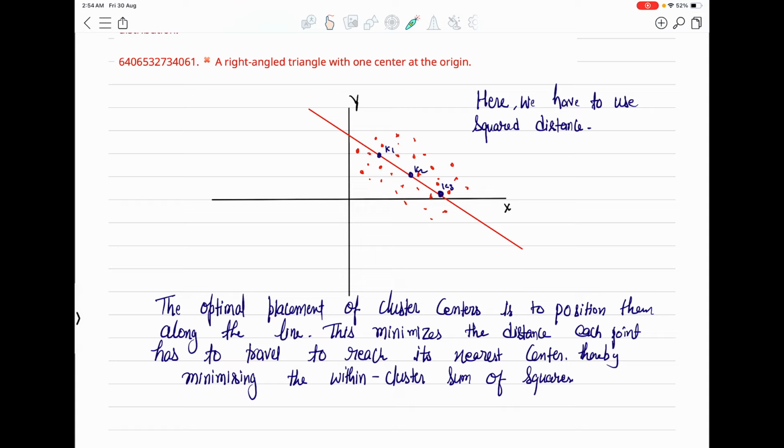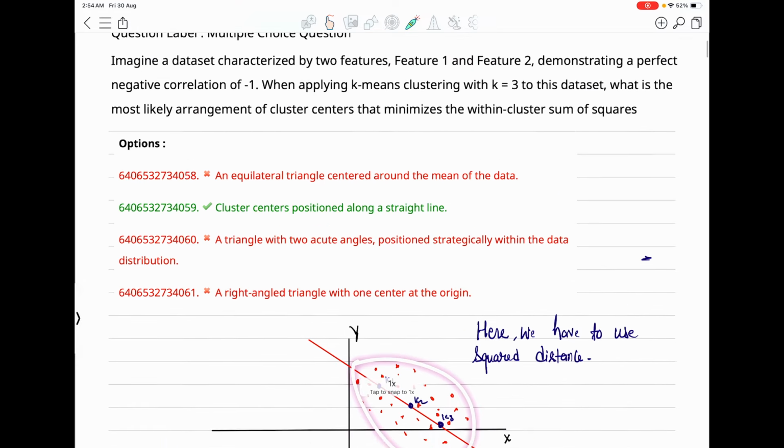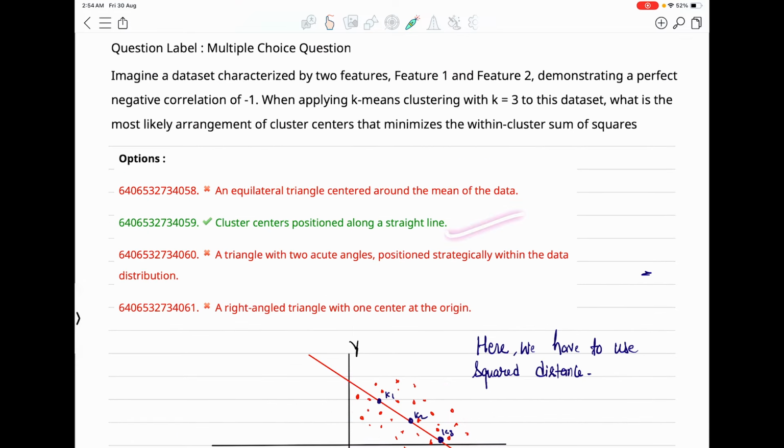From here, the distance will be less because this is, let's say, a regression line. So the distance from the points on the line to every point will be minimum. So that's why this arrangement will be a perfect arrangement here. Got it? So this will be the perfect arrangement, and this will be the correct option.